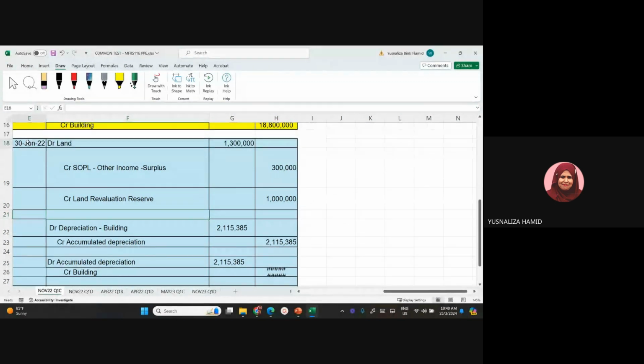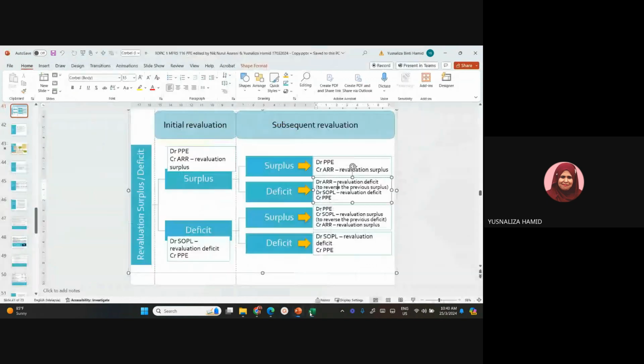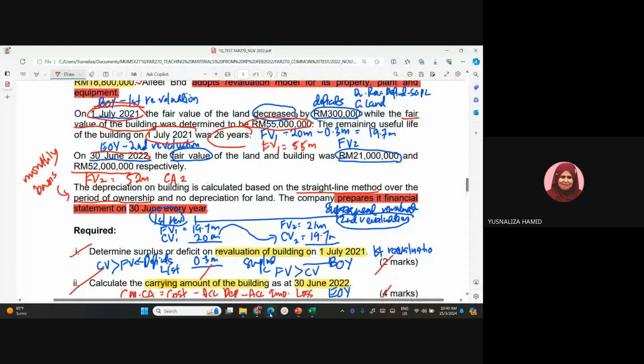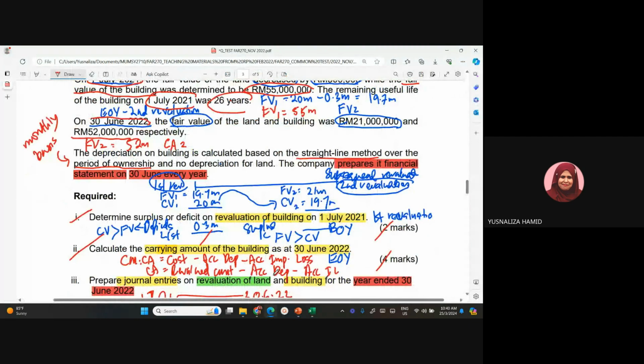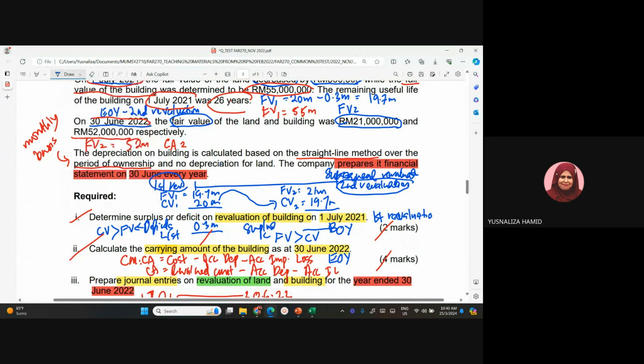So the second revaluation for land is here, still in blue. Let us just go back to this part. This is the second revaluation of land I'm focusing on here. You will have 1.3 million. The second revaluation was a surplus of 1.3 million. So the first revaluation was a deficit. The second revaluation was a surplus.